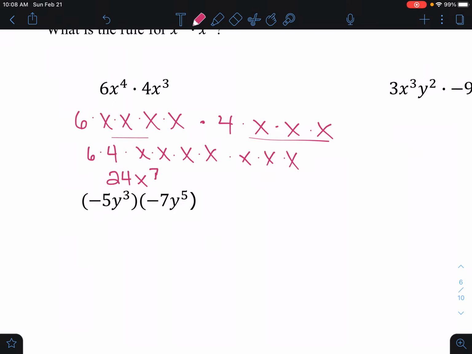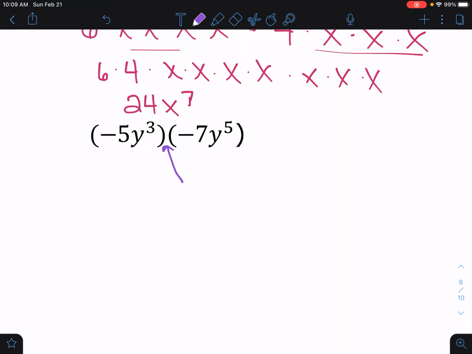Remember, I've got parentheses, and that means multiplication here. Really, this means multiplication. We don't usually use the x for multiplication anymore because it can be confused with a variable, right? So, okay, I'm going to say, really what I want to think of is -5 times -7, and then I've got y to the 3rd and y to the 5th. Now notice all of these are being multiplied, but this is kind of how I want to think about it. So -5 times -7 is positive 35.